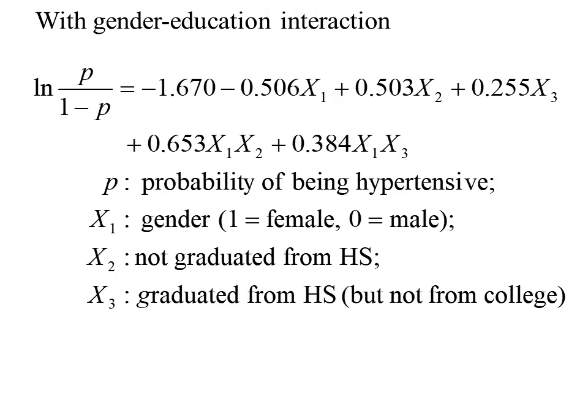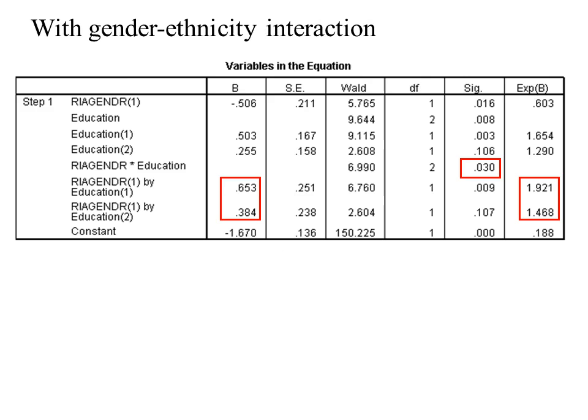Note that the equation includes two interaction terms, gender times the binary variable for those who have not graduated from high school, and gender times the binary variable for high school graduates. This table is from the output of the analysis. Two numbers in the B column, 0.653 and 0.384, are betas for the interaction terms. The p-value for the interaction terms together is 0.030, shown in the column labeled sig. This indicates that there is statistically significant interaction between gender and education. But it is difficult to understand and interpret the pattern of interaction directly from these numbers.